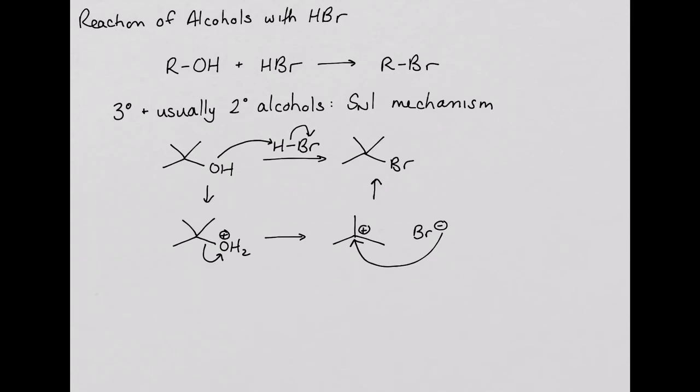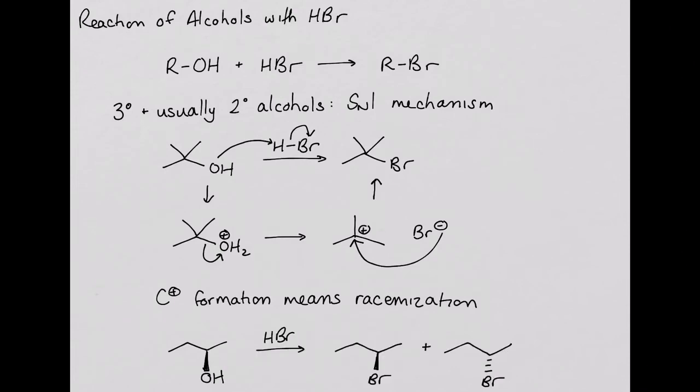any stereochemical information that was present in the original alcohol is lost. Therefore, if we start with a chiral alcohol, such as this one, we will end up with a mixture of products, a racemic mixture. Additionally, because a carbocation is formed, we also have to consider the fact that rearrangement can occur if a more stable carbocation can be accessed.